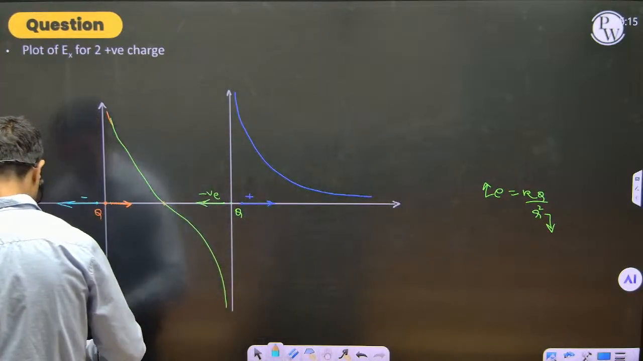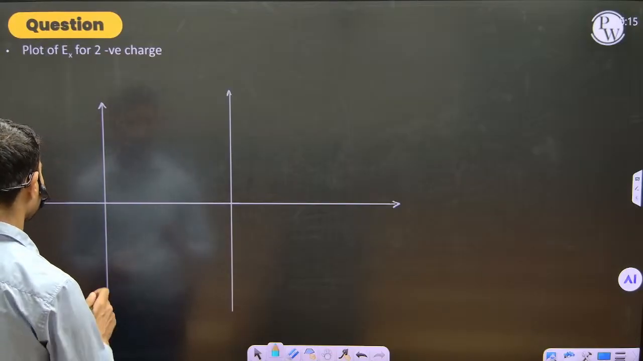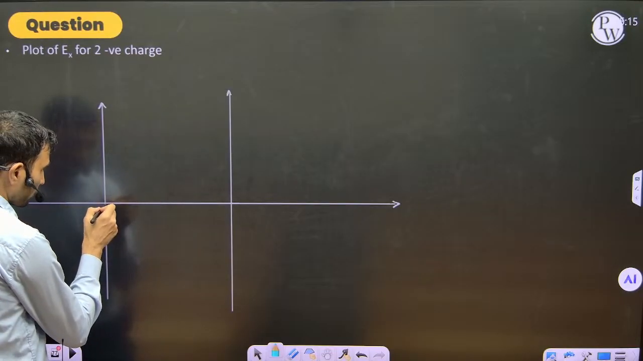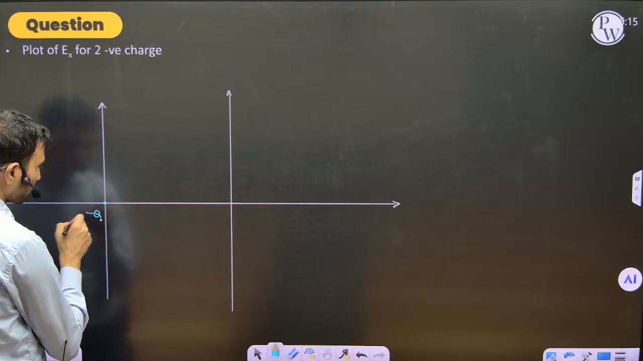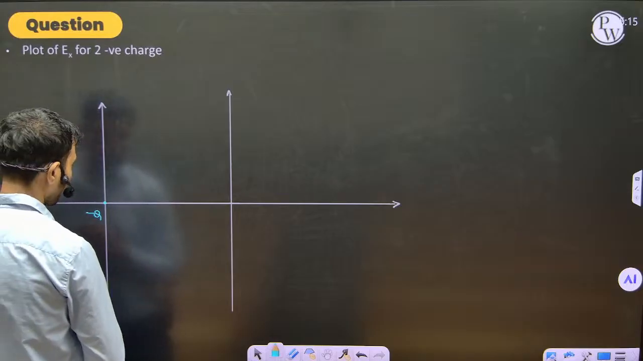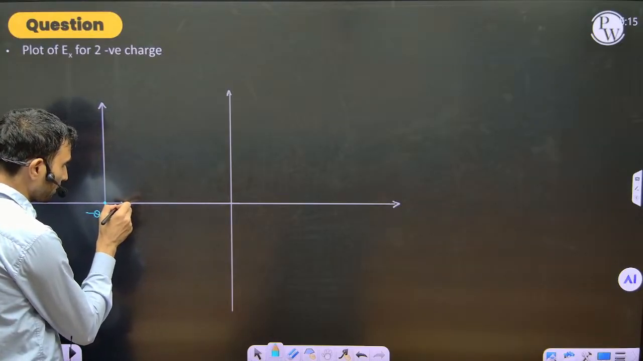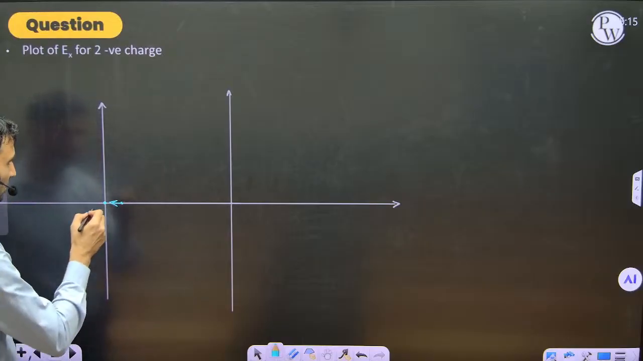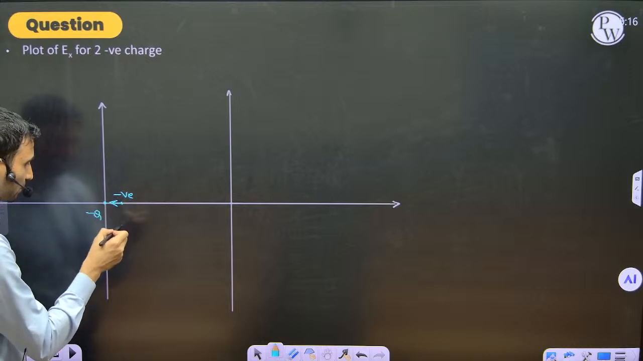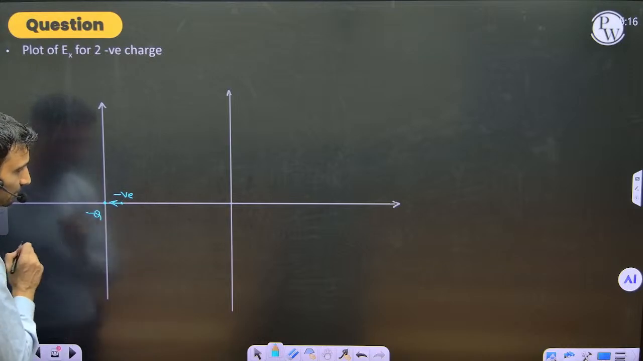Next, for two negative charges. So let us say this is minus q, right? So at this point the electric field will be towards it, right? Towards it means it will be negative, right? So it will start from negative, negative infinity, right?